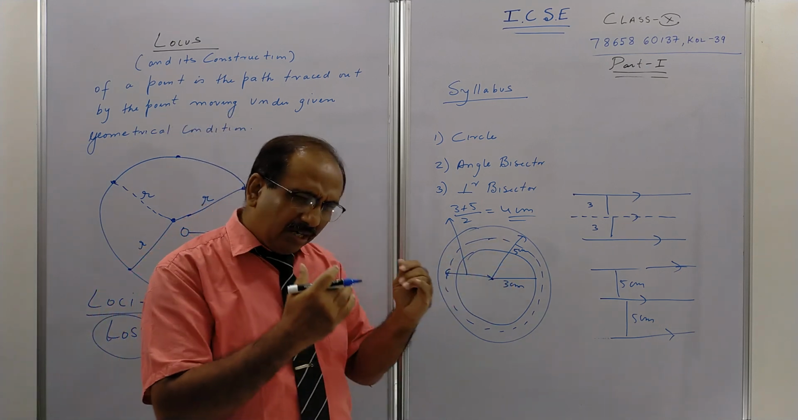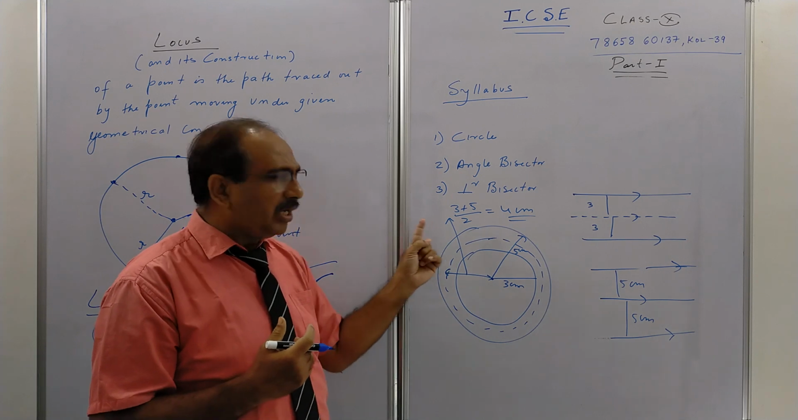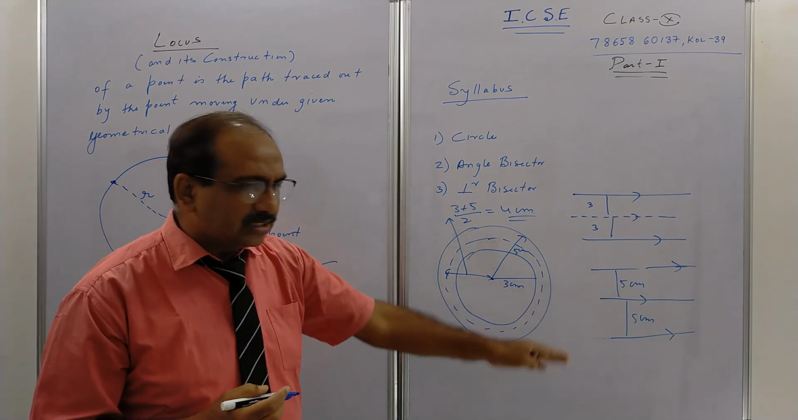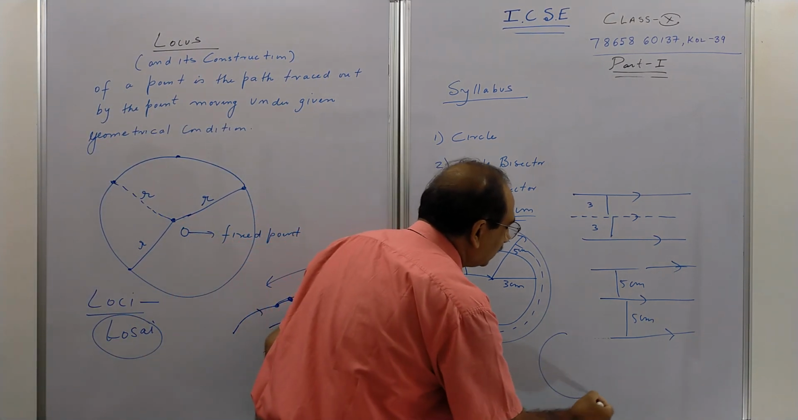Means a moving point always maintaining equal distance from both the circles will be another circle whose radius is the mean of the two given circles. Lastly, there are other examples which I'll share with you in another video. Suppose there is one circle.